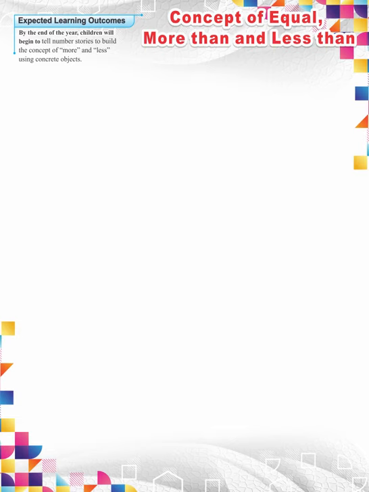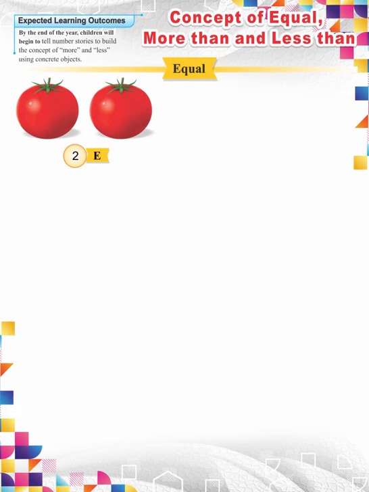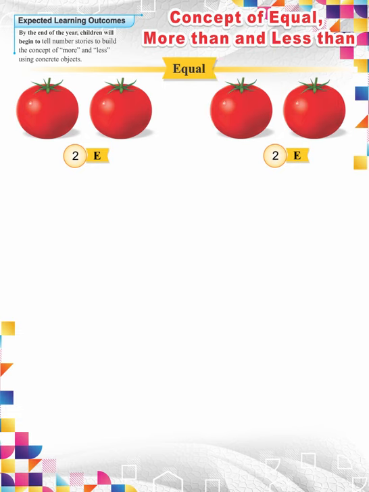Equal, more than and less than describe the number of objects in mathematics. Look at these pictures. Equal. There are 2 tomatoes, each on both sides. They are equal because they are 2 in number on both sides.